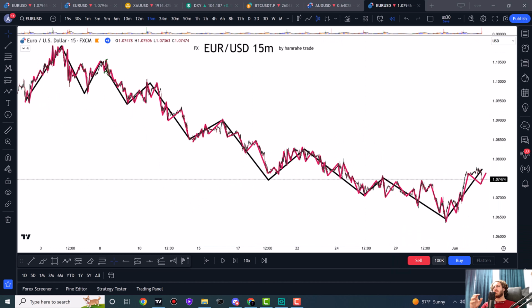We can see that here the higher time frame is like the big waves, and those lower time frame structures are like ripples on the water or ripples on those waves.